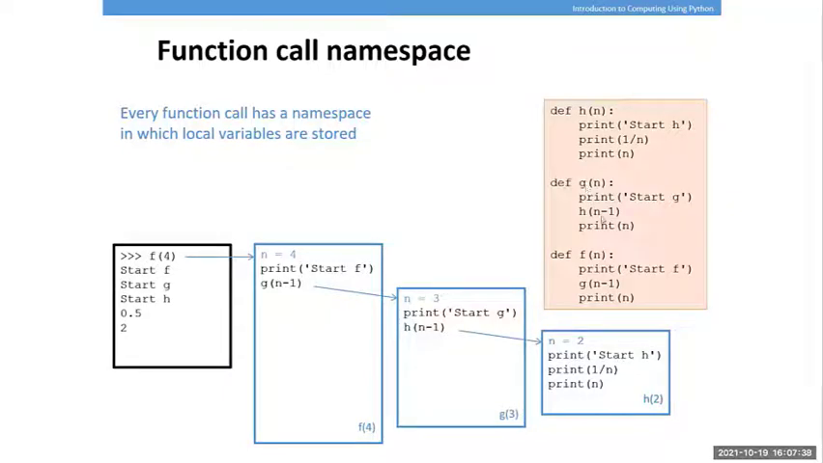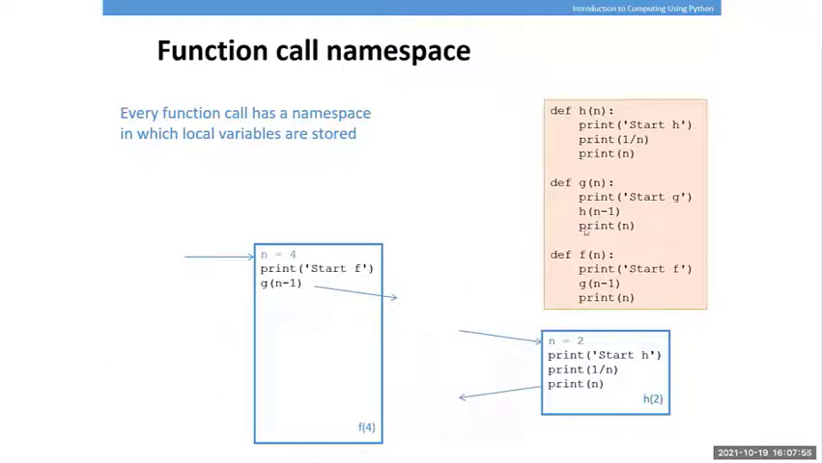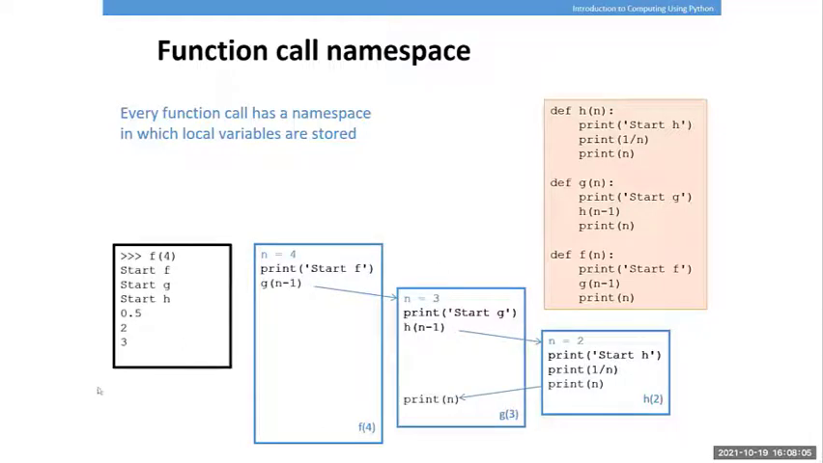G. Okay? So what is the value of N that I'm going to print? 2. Here, I print half 2. Then after that, I'm going to return back to what? To G. And at G, what is the value of N that used to be? 3. Am I right? So therefore, I'm going to print 3. You see that?